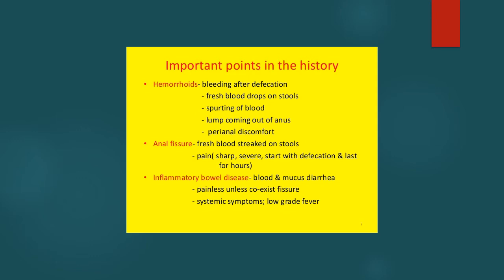Anal fissure, the blood is fresh, streaked on the stools, and it comes earlier before the stools come out. And then it is associated with pain, sharp, severe, starting with defecation and lasting for hours after defecation. In inflammatory bowel disease, the blood is mixed with mucus and diarrhea. It is usually painless unless it coexists with a fissure. Systemic symptoms and low-grade fever are also common in inflammatory bowel disease.